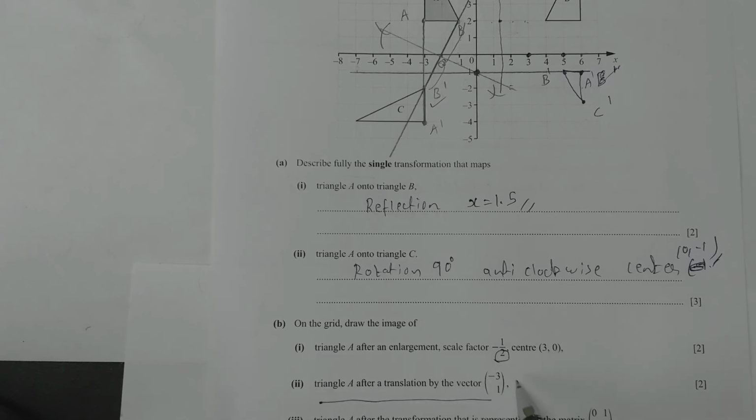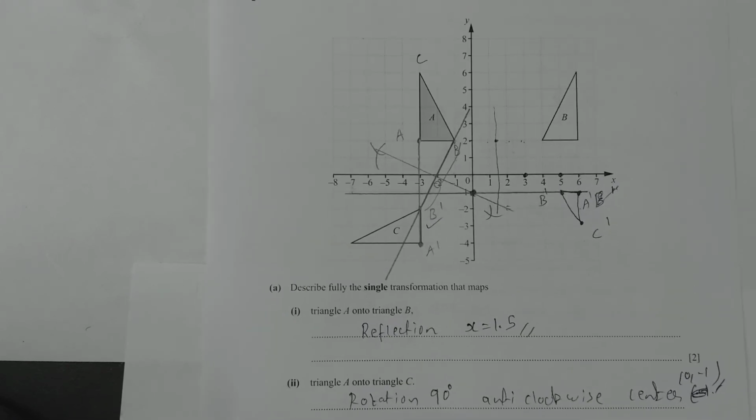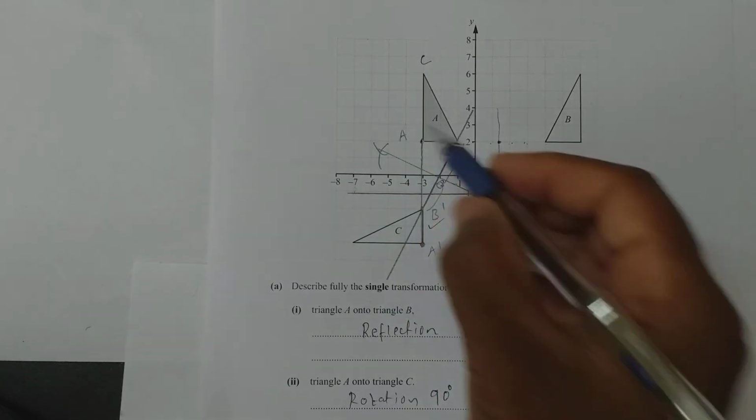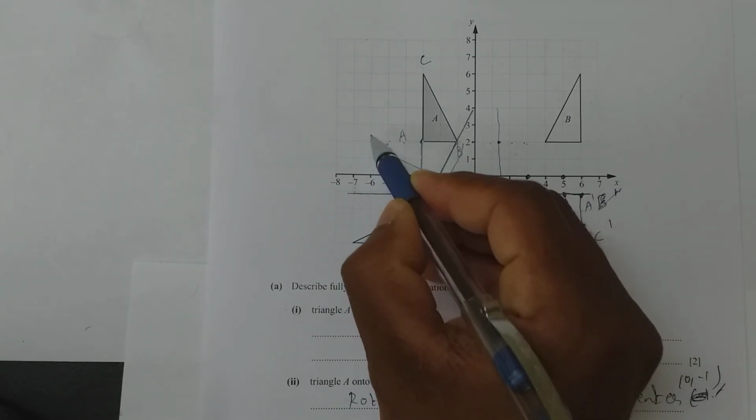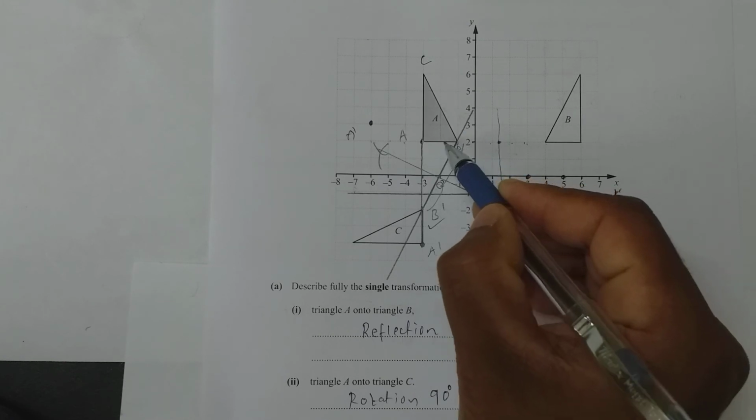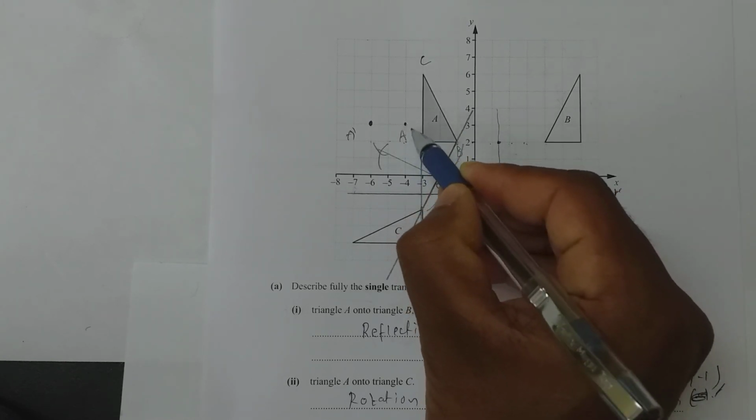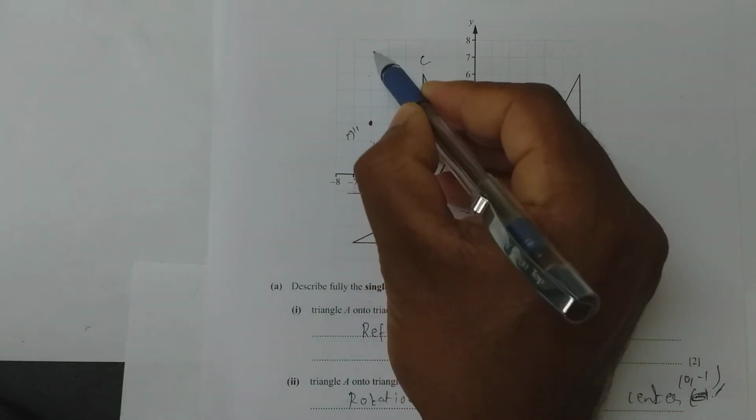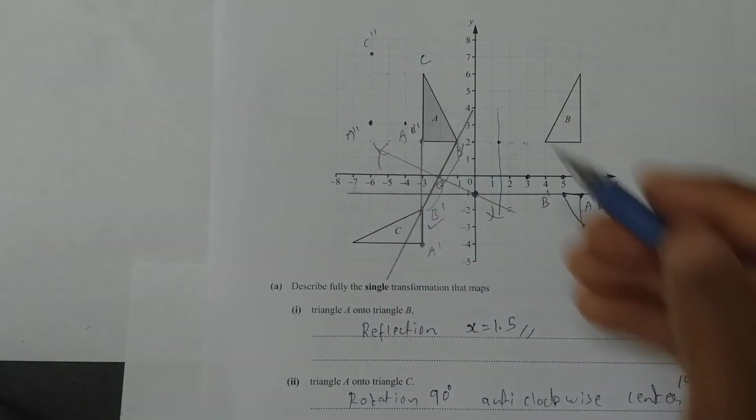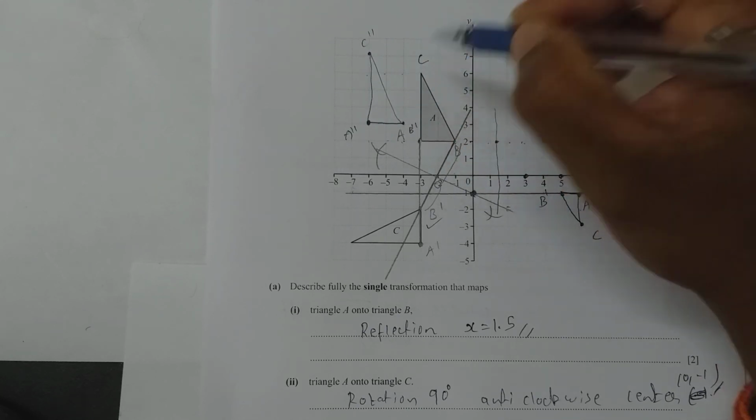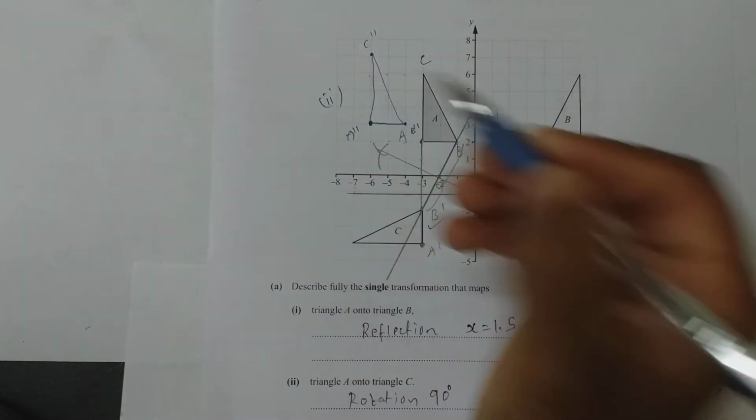Triangle A after a translation of -3 and 1. So where will A go? -3, so it will go towards the left side. So 1, 2, 3 and 1 it goes up. So here is your A dash. Okay. Now next is B. -3, right? So 1, 2, 3 and up is here, B dash, or double dash we go with. Now C: 1, 2, 3 and up, C double dash. So now if I join it, this is my translation of this. This is your second part.